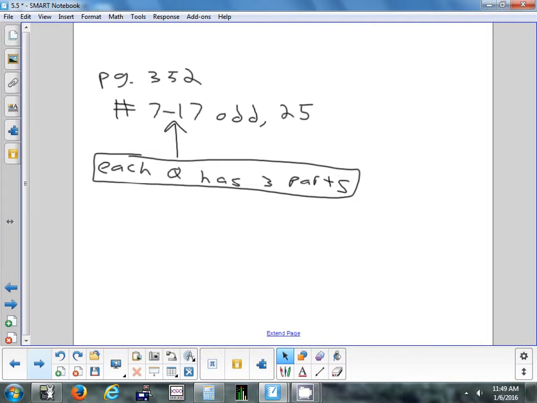All right, so the homework, okay, tonight it's on 352. It's 7 to 17 odd. Make sure you read the directions. It says each question has 3 parts. I think it says find the dot product, find the angle, and then are they parallel, perpendicular. So really all the parts are related. Okay? And then number 25.